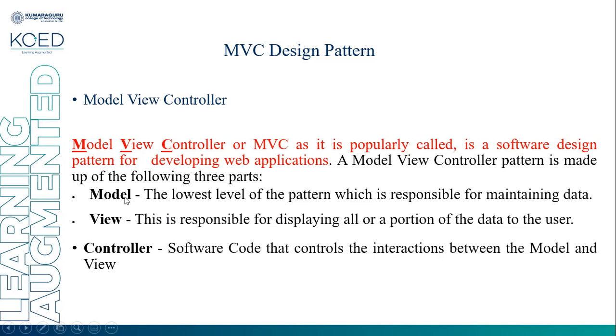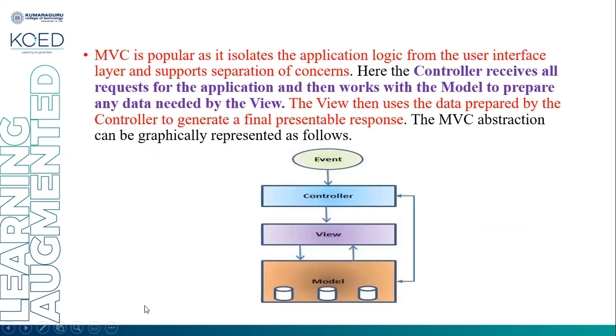So model is responsible for maintaining the data. View is responsible for displaying all or a portion of the data to the user. Controller is the software code that controls the interaction between the model and view. So this is known as the Model View Controller architecture. MVC is popular as it isolates the application logic from the user interface layer and supports the separation of concerns.